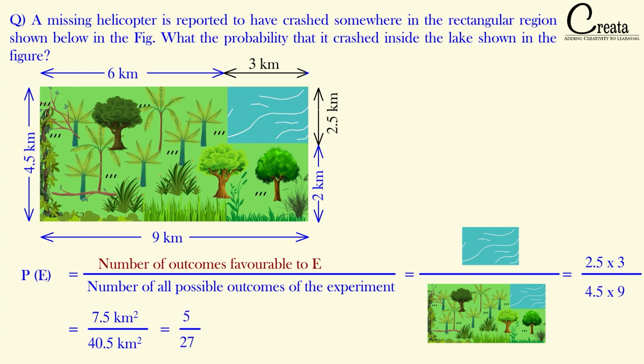So we have visualized the question and we have solved the question. In the numerator, our favorable region will come. In the denominator, the total outcome will come, that is the total rectangular region. So we have solved the question. Our answer is 5 by 27. Let's move to the next question.